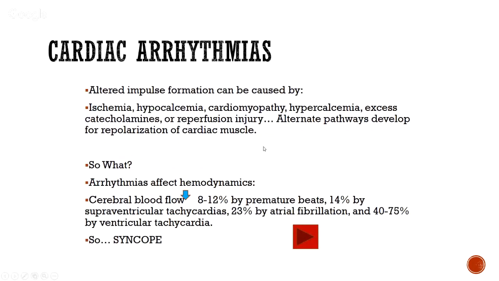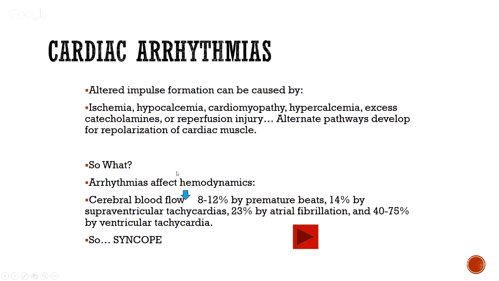The altered impulse formation can be caused by a number of things. Ischemia, which is lack of blood flow to the heart, hypocalcemia, lack of calcium available for heart contractions, muscle contraction, cardiomyopathy, hypercalcemia, too much calcium available, excess catecholamines, or reperfusion injury. Alternate pathways do develop for repolarization of cardiac muscle. So the heart really wants to beat in rhythm, but it can't always.